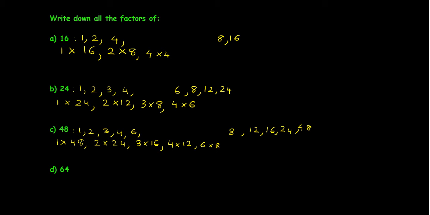And then let's try 64 now. To try and fit it in. 1 times 64. Always start with 1. Again, 64 down here. Even number, 2 times 32. Doesn't come in the 3 times table. 6 plus 4 is 10. Comes in the 4 times table though. 4 times 16.